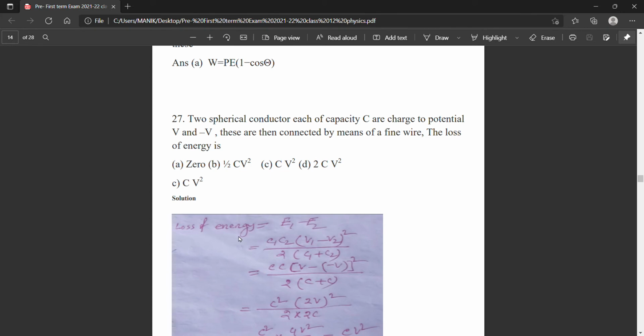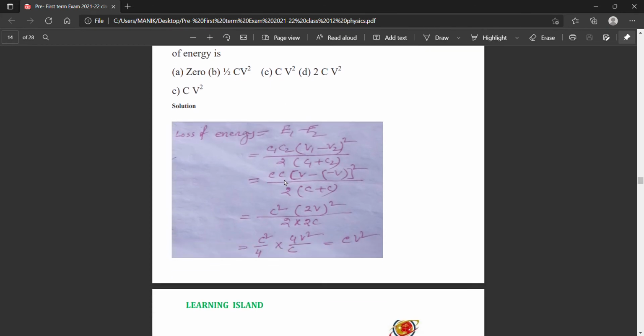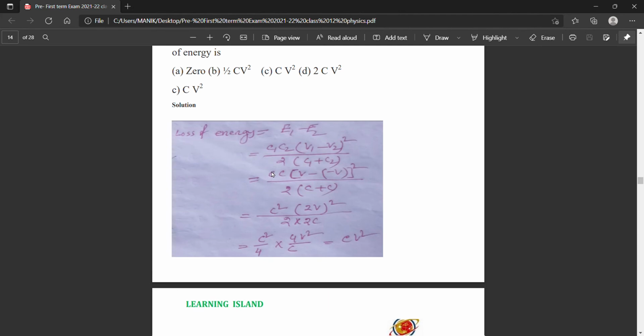So in this case, the sharing of energy, the loss of energy formula I've explained here: E1 minus E2 equal to C1 C2 by 2 (C1 plus C2) multiplied by (V1 minus V2) whole square. So if I put here C1 equal to C2 equal to C, and voltage here is positive V and negative V, finally we are getting CV square. So the answer is CV square.